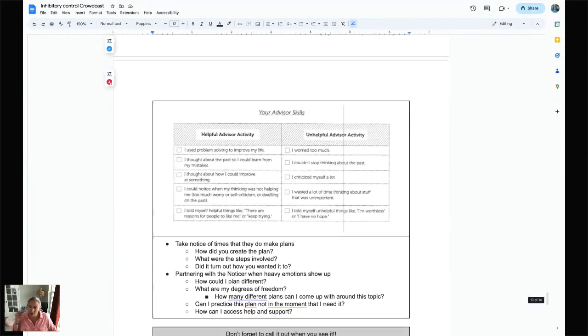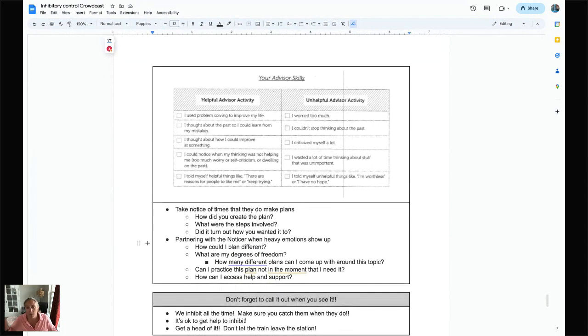So when we're thinking about our advisor skills, those unhelpful advisor activities: I worry too much. I couldn't stop thinking about the past. There's that kind of time travel, right? We might predict the future too. I criticize myself a lot. We hear that a lot in our impulsive guys, right? I'm just a bad kid. I can never do anything right. I waste a lot of time thinking about stuff that wasn't important. I told myself unhelpful things like I'm worthless or have no hope, right? Those are not helpful things.